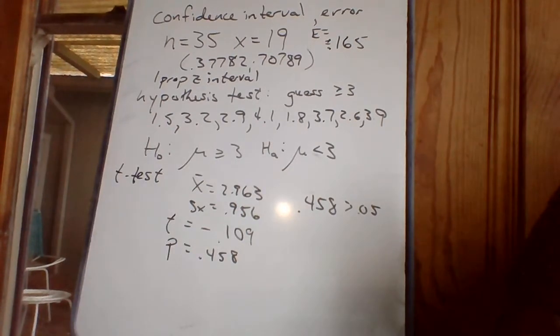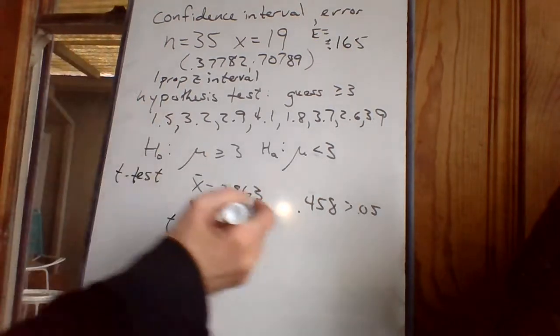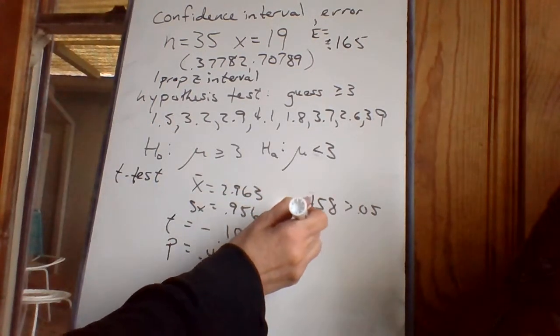There's like a 45% chance that whoever said this greater than or equal to 3 knows what they're talking about. I mean, I got like 2.9. This is not greater than 3. But there's a chance they know what they're talking about. So this would be fail to reject.